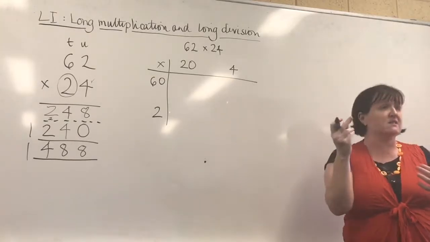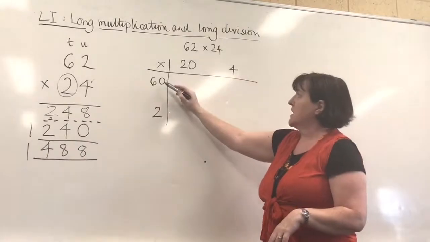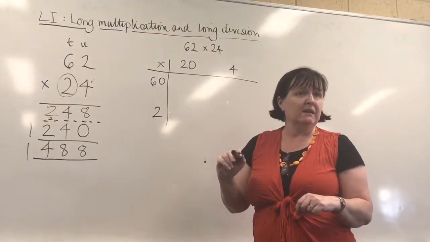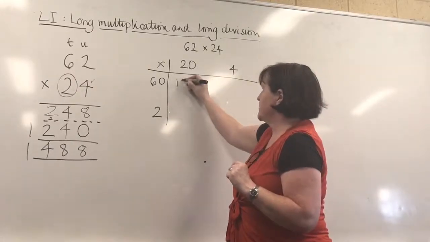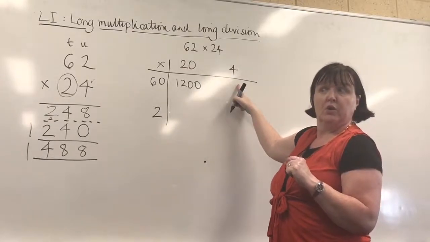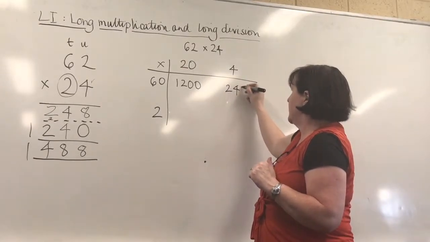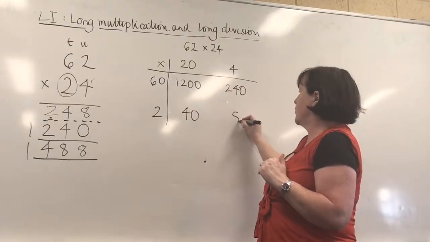Then what you do is you multiply them against and you'll get 4 answers. So 60 times 20 is what? 1,200. 1,200, that's right, 1,200. 60 times 4, 240. 2 times 20 is 40, and 2 times 4 is 8.